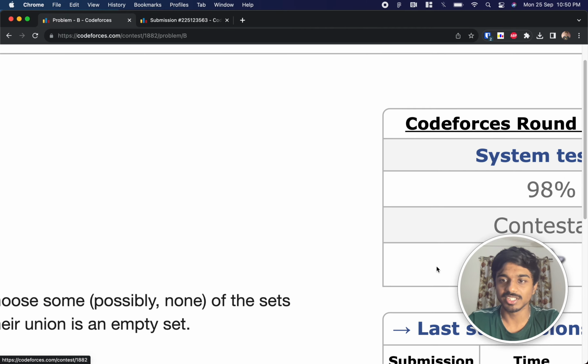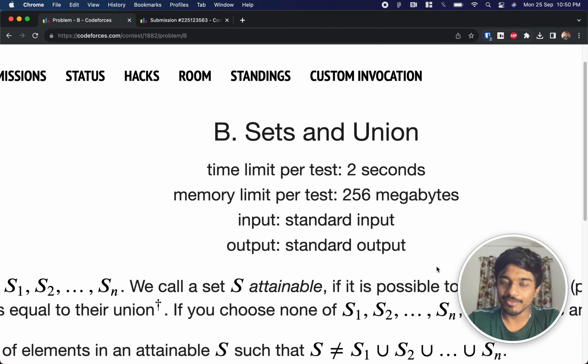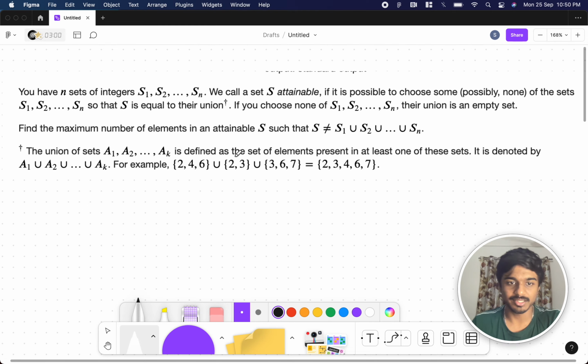This is Codeforces Round 899, and we're going to solve the second problem, Sets and Union. Let's quickly understand what the problem states.